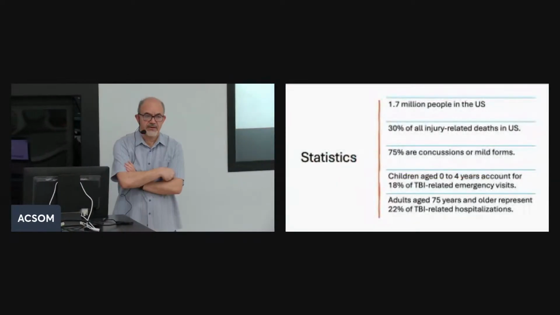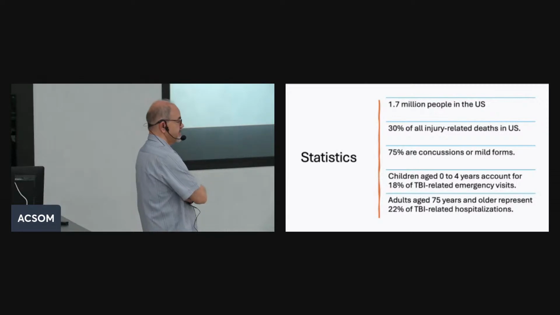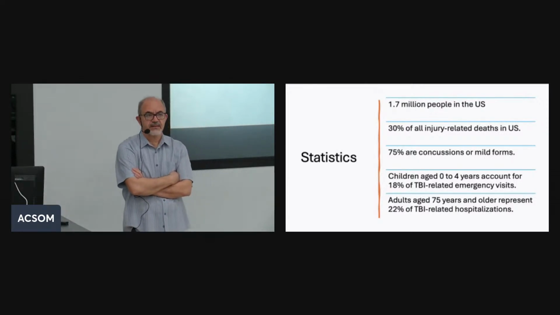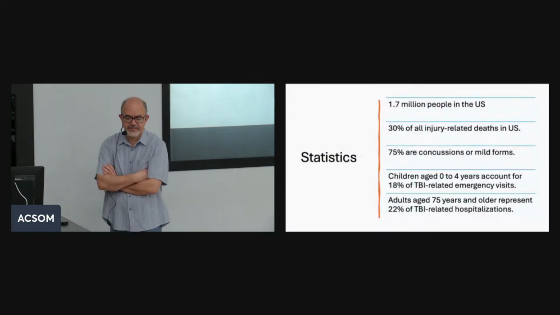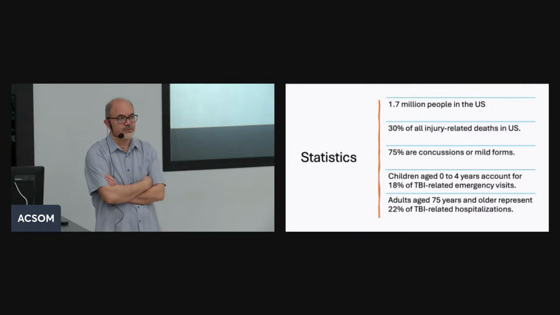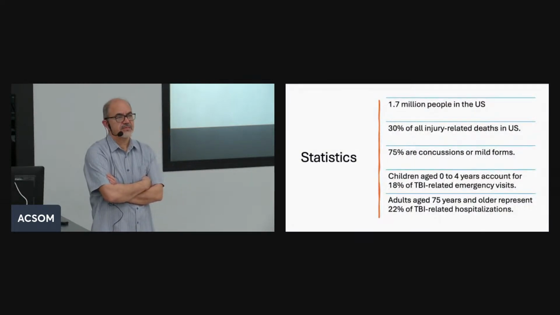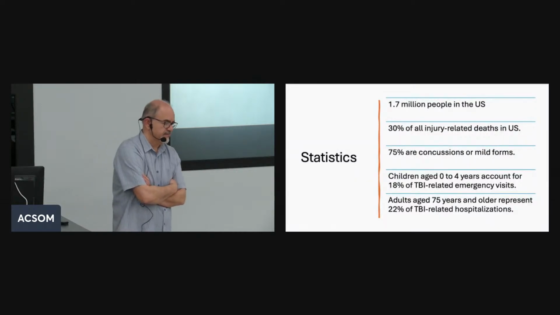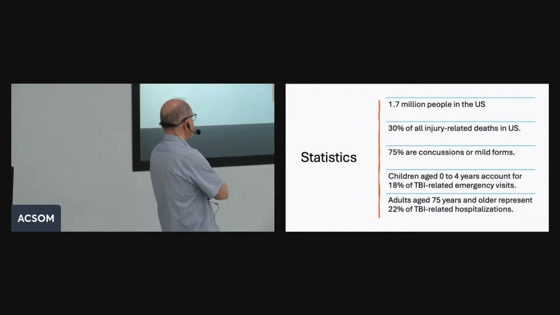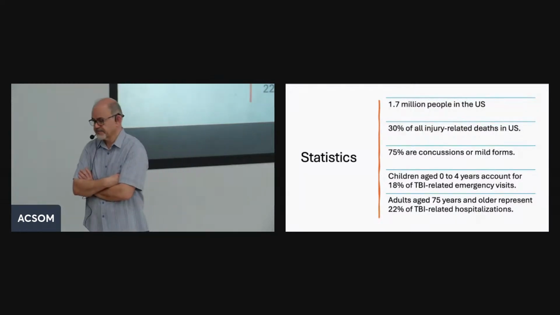Just some statistics about how prevalent it is. 1.7 million people in the US annually are affected by traumatic brain injury, and it contributes to about a third of trauma-related death in the country. Luckily, most types of TBIs are mild TBI, and they do not have serious consequences. And the majority of cases of TBIs are in either children or the elderly.